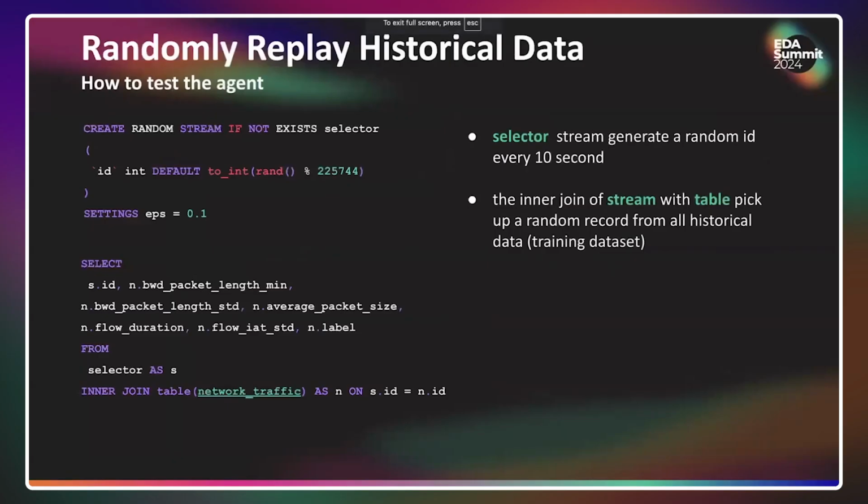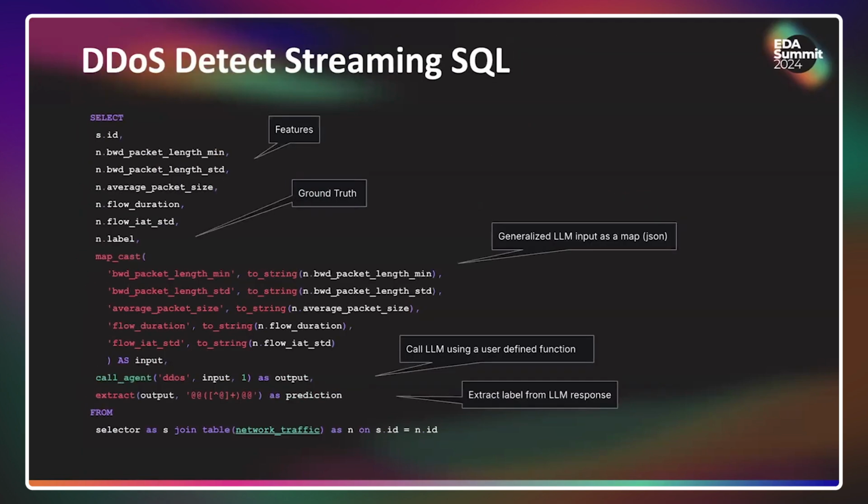With this test stream, it's something like an event-driven stream. There's a new event coming. I send this new event to my agent, which will evaluate the prompt and send the prompt to the large language model. And this is my detection SQL, what the SQL looks like. We just select all the features here. Like I mentioned, we have 5 features, and the ground truth is the label, and we construct these 5 features into a map.